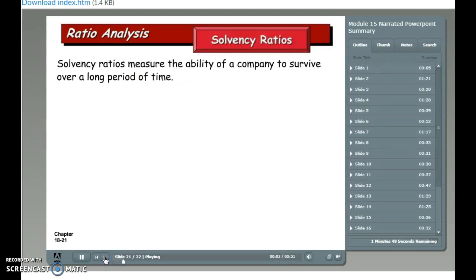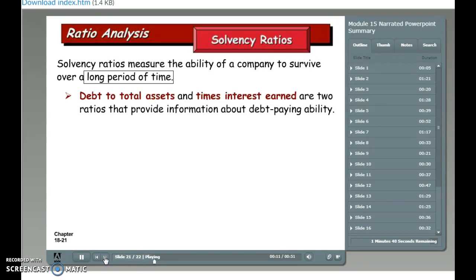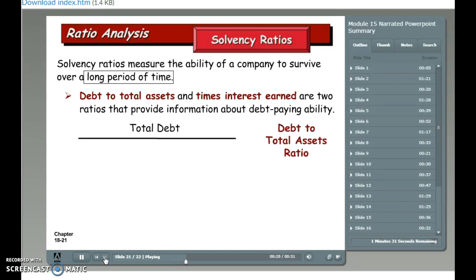The third type of ratio to be examined are the solvency ratios that measure a company's ability to survive over a long time. The debt to total assets and times interest earned are two solvency ratios. The debt to total assets is calculated by total debt divided by total assets. Note that the amounts to be used in the calculation are not average amounts, but as of a single date.